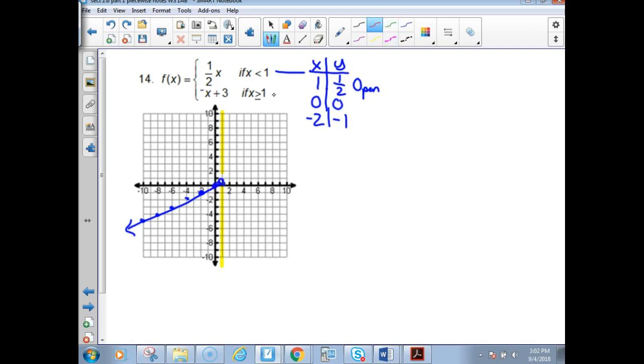All right, second piece of the graph for values of x greater than or equal to 1. Put in 1 first, you get negative 1 plus 3, which is 2. Put in 2, you get negative 2 plus 3, which is 1. Put in 3, you get 0, and then let's go graphing. 1, 2, 2, 1, 3, 0. This one's coming down because its slope is negative 1. Down 1, right 1, down 1, right 1, and we can keep going. So that's that piece of the graph.